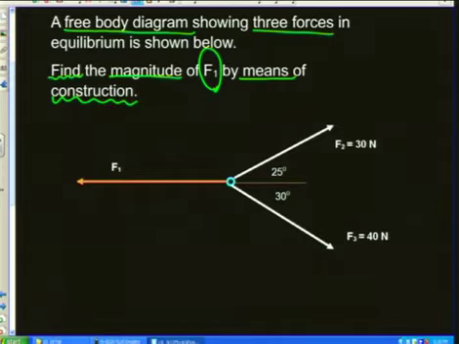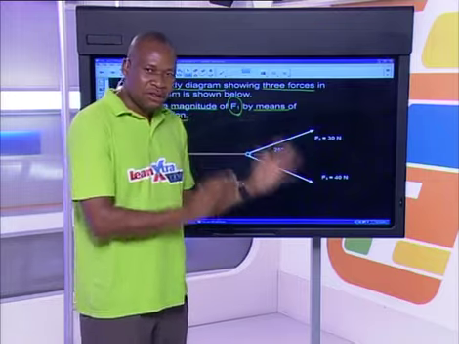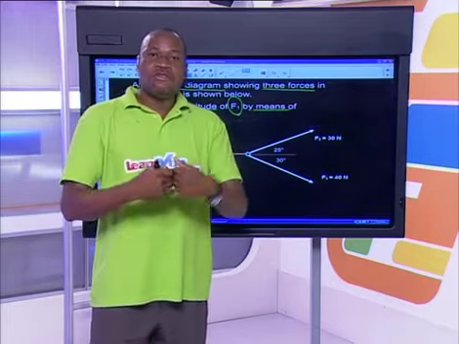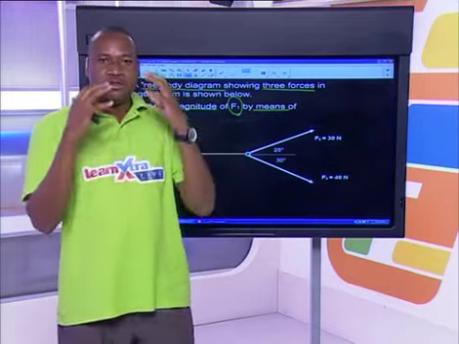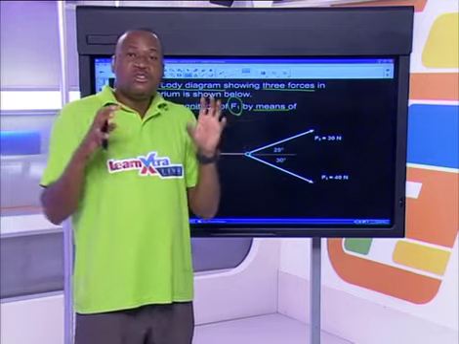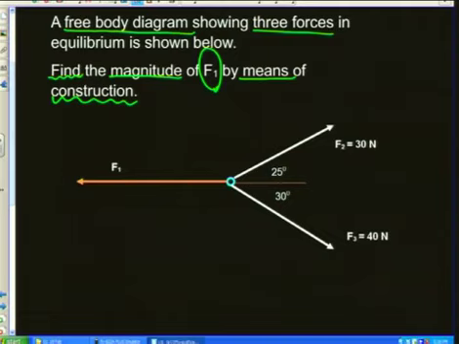Now, I brought this question. I know it is very difficult to work on it and show it on television screen on the smart board, but it is necessary for you to learn how to construct, to draw those constructions correctly, to find solutions to problems like this. I am told here I need to find the magnitude of F1 by means of construction. Now, where is F1? There is F1. So I need to know how big is F1.